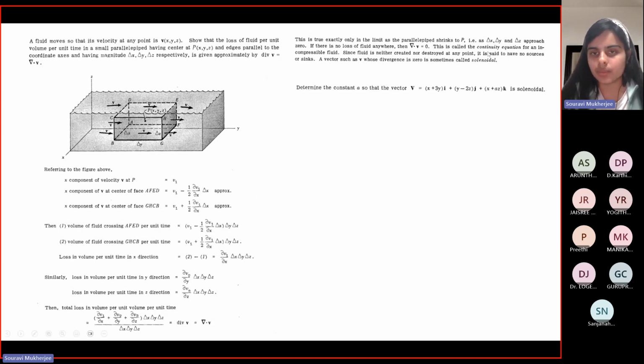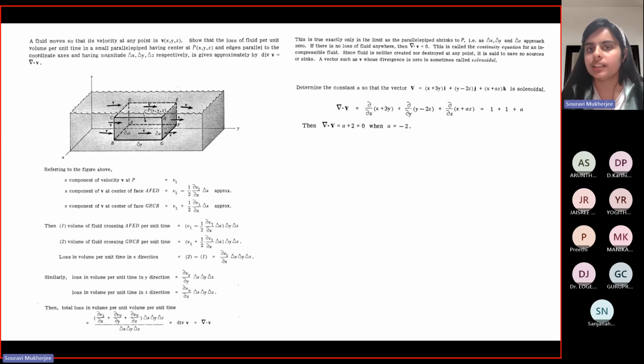So now this is just a question. If you have questions like this where you have some vector given with some unknowns, some variables, and you are told that it's solenoidal, by solenoidal it means that the divergence of that vector field is zero. So what you do is you find the divergence and then you can find the variables. Just remember that solenoidal means the vector is divergenceless. So divergence of V is zero.